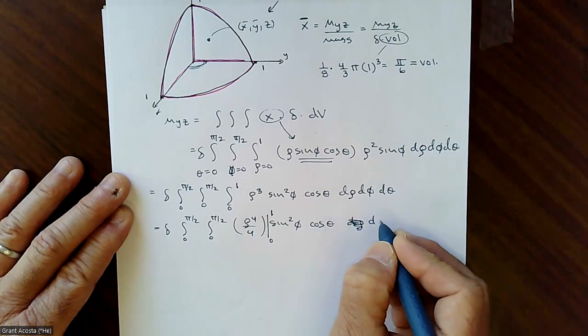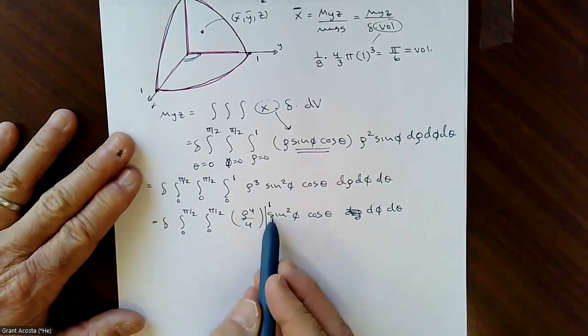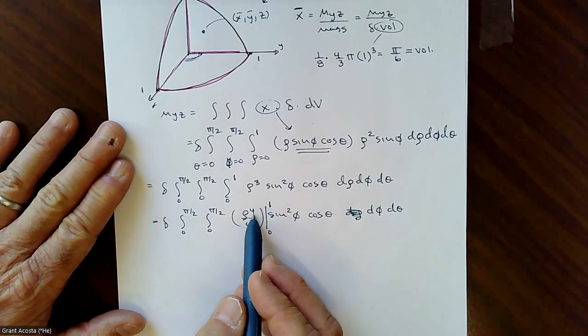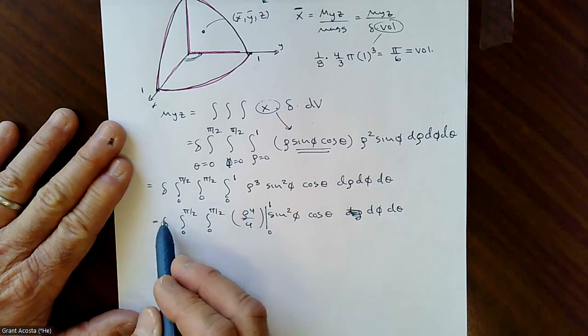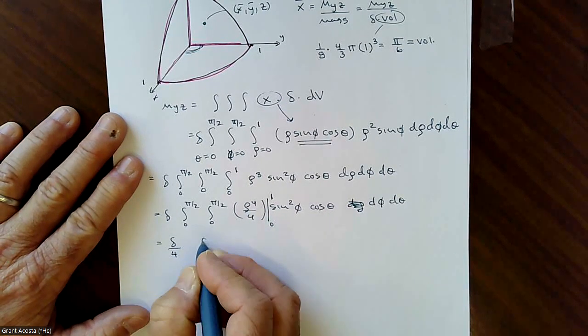Whoops, we already did d rho, d phi, d theta. Because these are constants, it doesn't matter. That's just going to give me 1/4. I'm going to pull that 1/4 out. So now I have delta over 4.